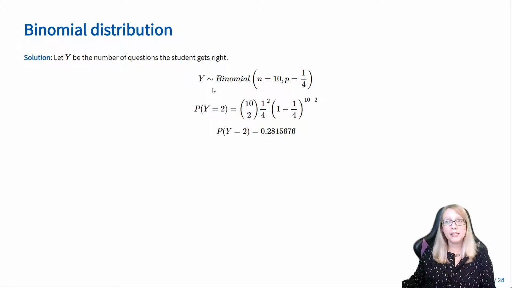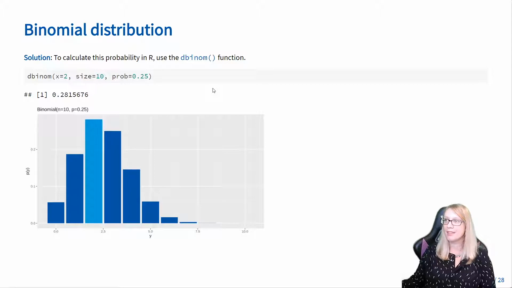So we'll let the probability then that y equal 2 be 10 choose 2, times 1/4 raised to the second power, times 1 minus 1/4 raised to the 10 minus 2 power. So the probability that y is equal to 2 then becomes 0.28, or there's a 28% chance.